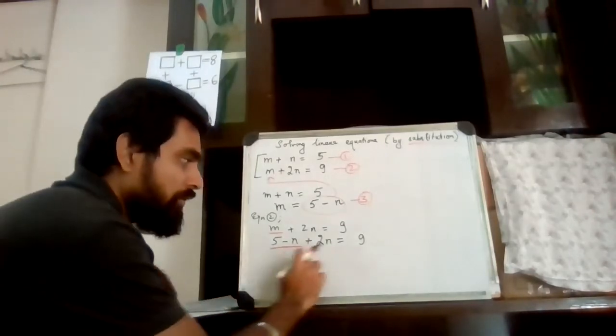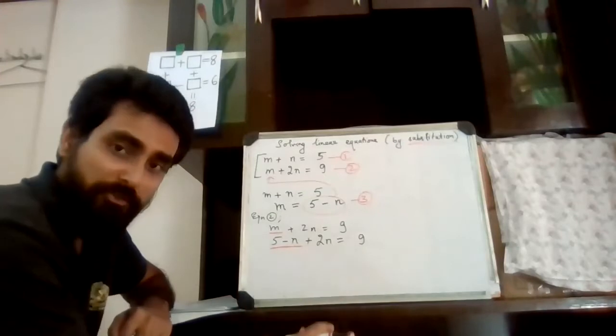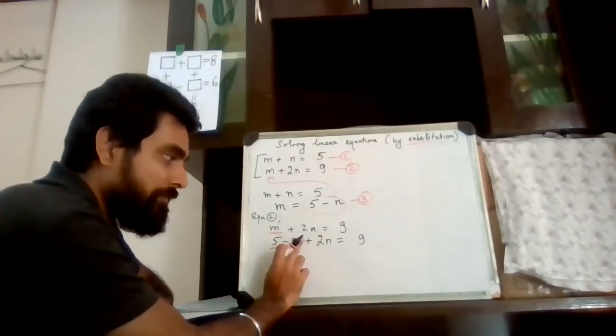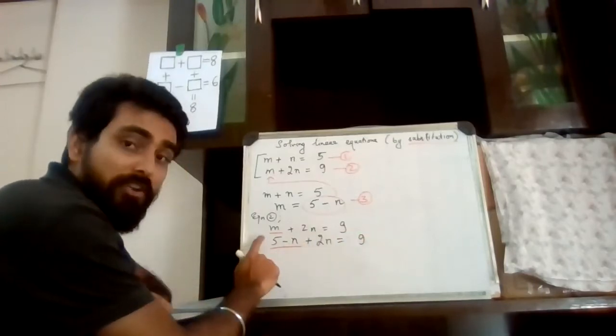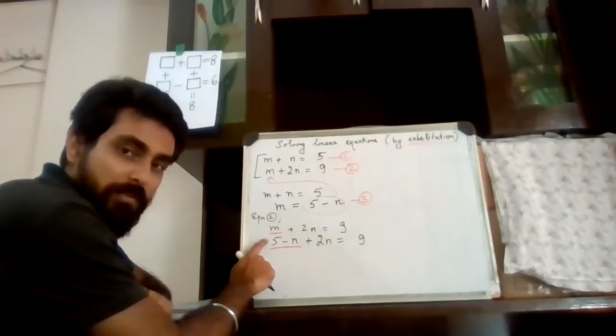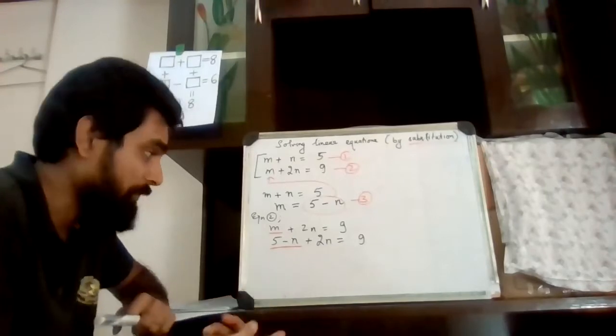So I'm going to club up these two n's and solve for n. I'm going to find the value of n from this equation. All right, we're good. We'll solve the value of n from this equation.